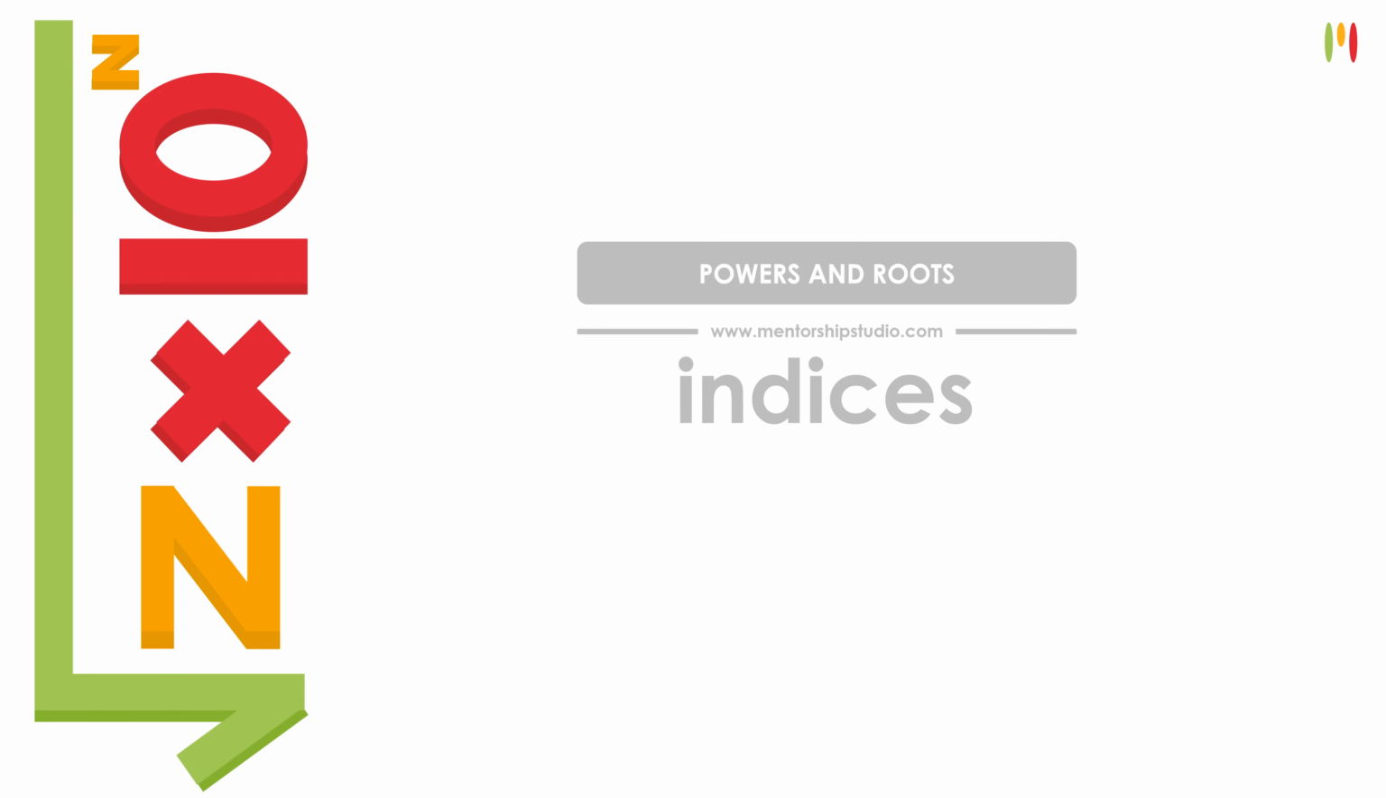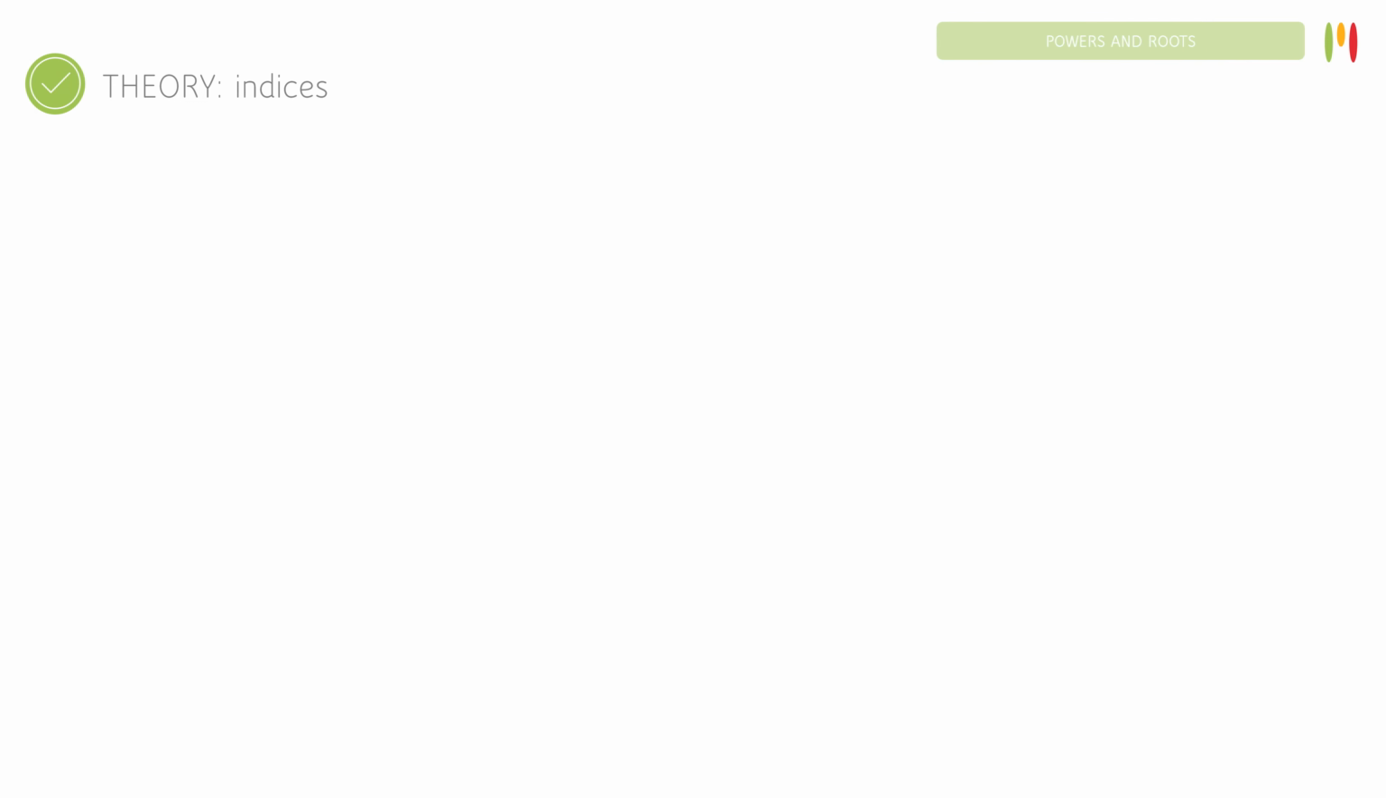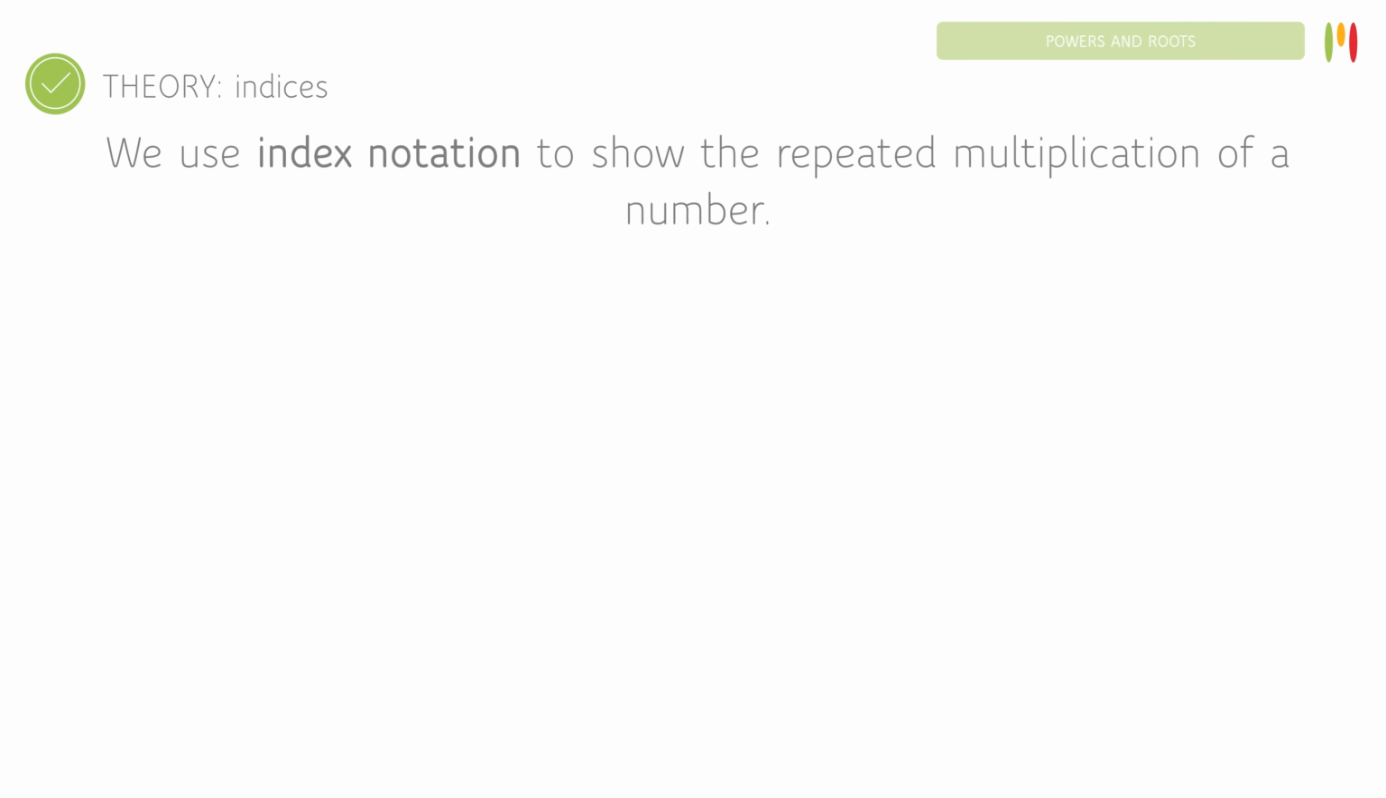Indices. We use index notation to show the repeated multiplication of a number. So we can write 3 times 3 times 3 times 3 times 3 as 3 to the power of 5, as we are multiplying 5 threes together. We would call 3 the base and 5 the index.